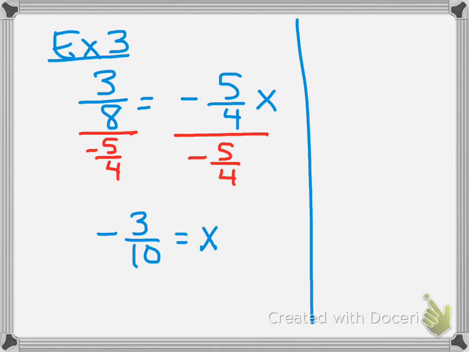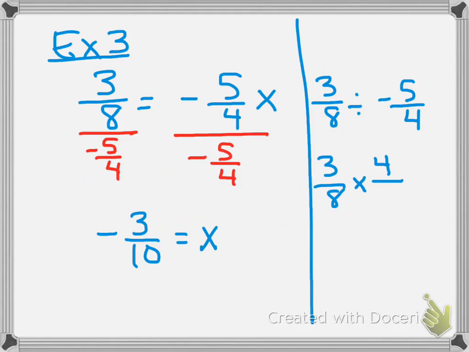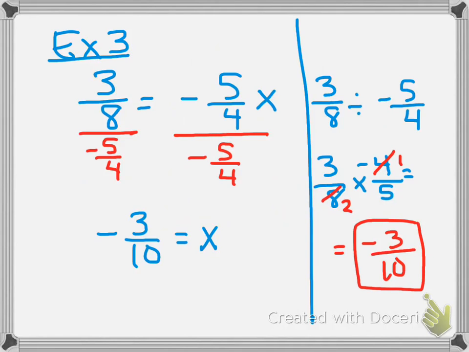If you're doing it without a calculator, you take 3/8 divided by negative 5/4. And when you're dividing, you multiply by the reciprocal. Let's see now, that gives me 4 goes into 4 once, 4 goes into 8 twice, and that gives me negative 3 as a numerator, and 2 times 5 is 10 as a denominator. So same answer, just a little bit more work.